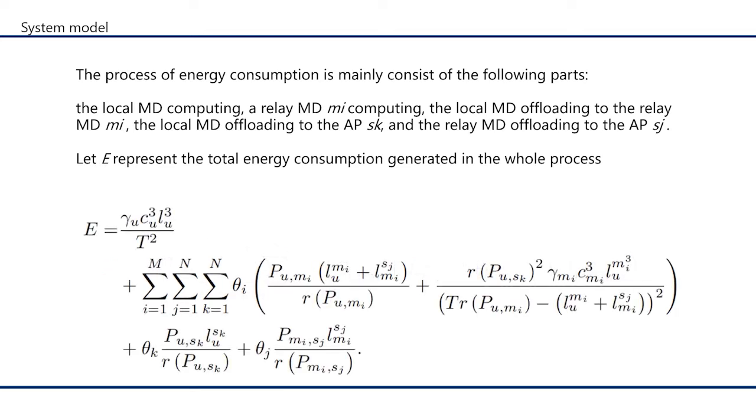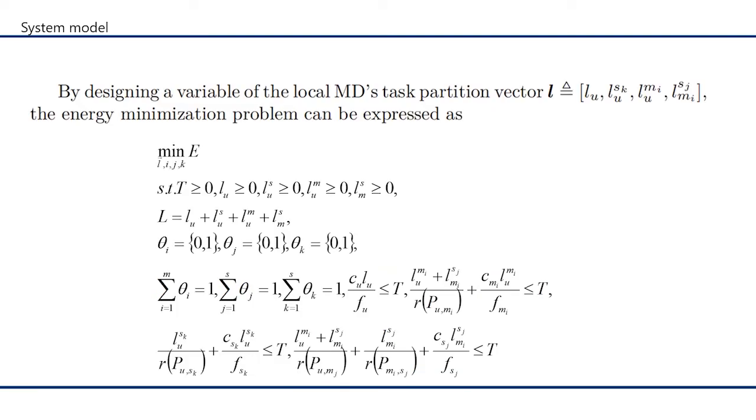Let's write the energy minimization problem as this formula. According to the problem, we can get the minimum value of energy consumption based on the comparative offloading of relay mobile devices. So the values of I, J, and K determine the selection of the relay mobile device and the access point, and determine each segment length of the application task.